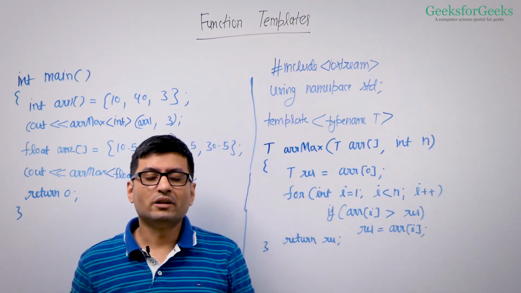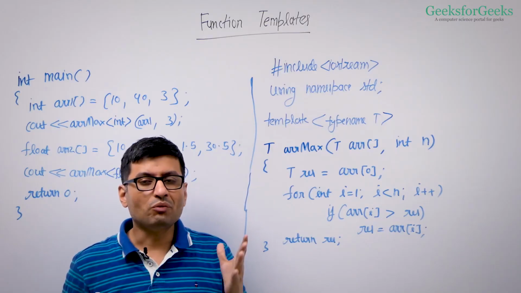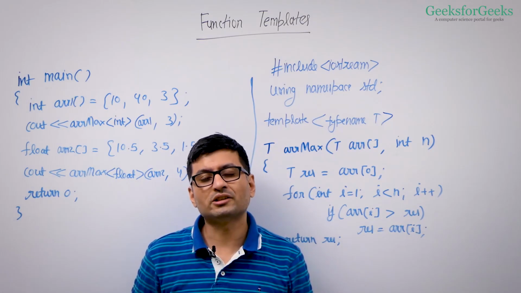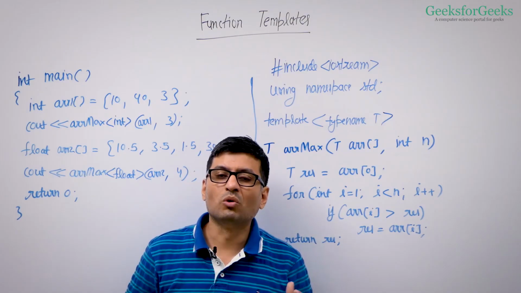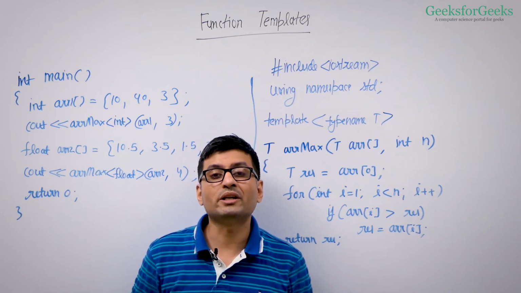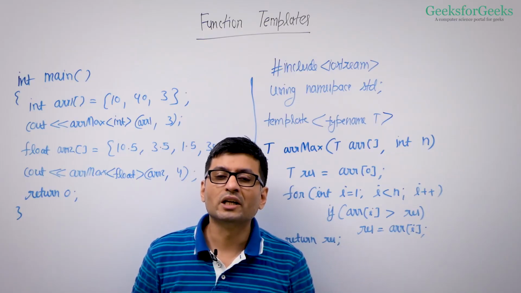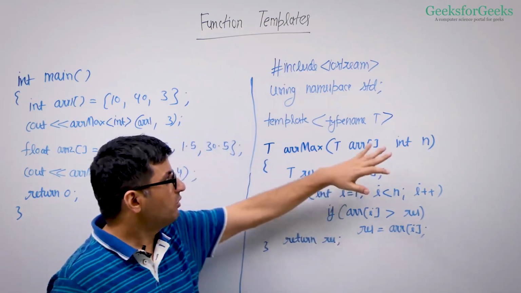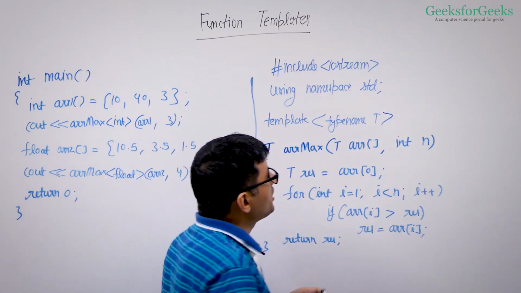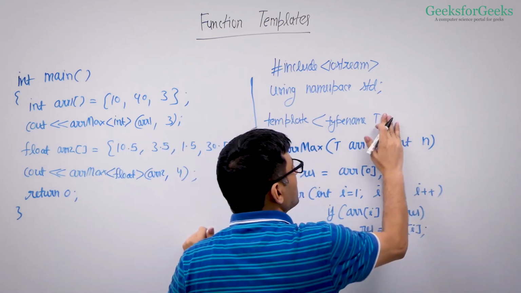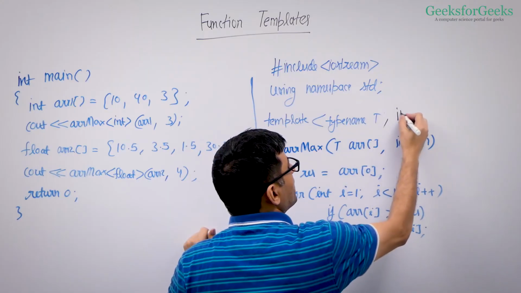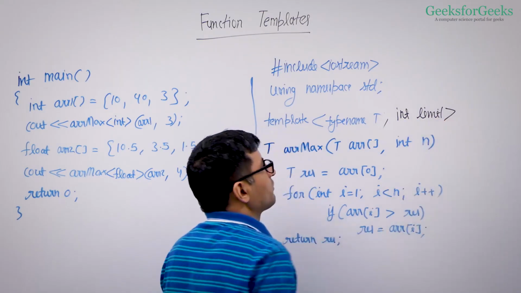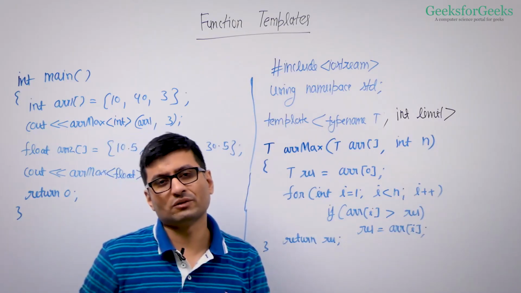For example, say due to some reason, we do not want this template function to process arrays of size more than a limit, and this limit might be compiler specific and the user would like to provide this limit, right? So what we do, we add an integer parameter to the templates, right? Say we have a parameter int limit, which is the limit on the size of the array that you are passing.